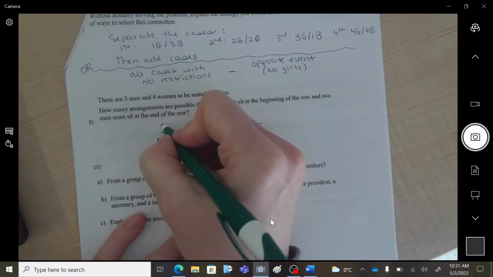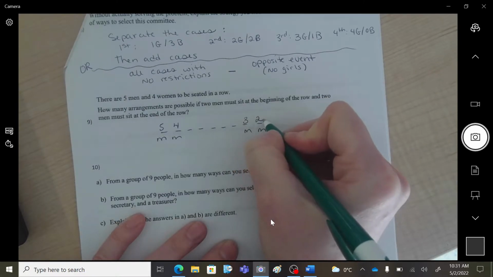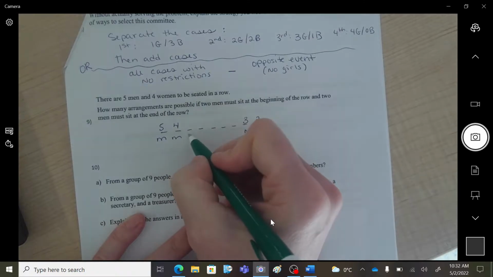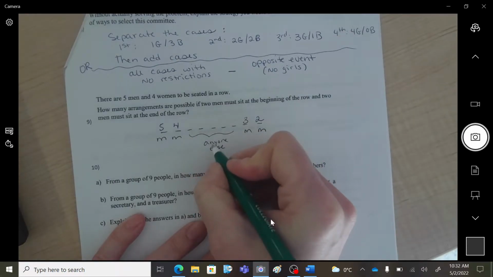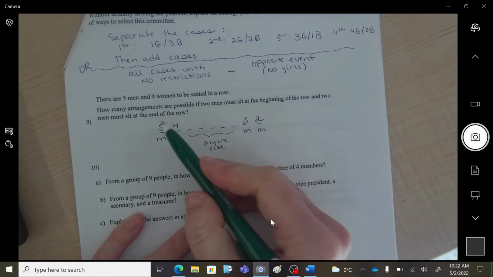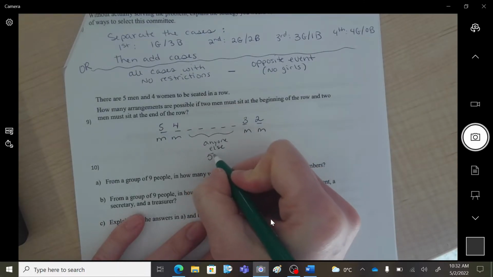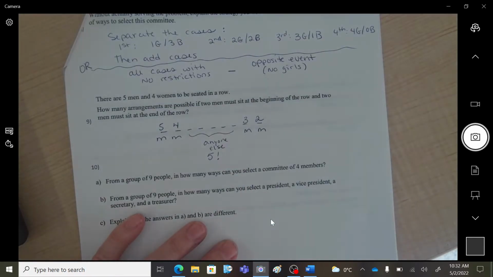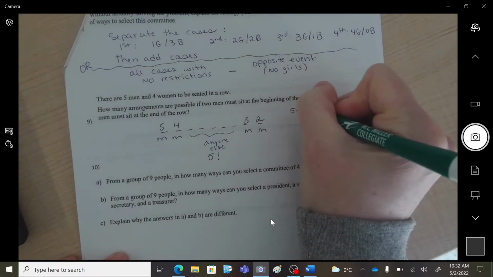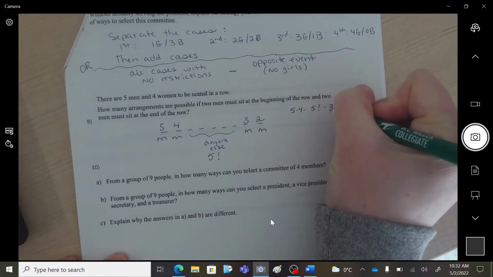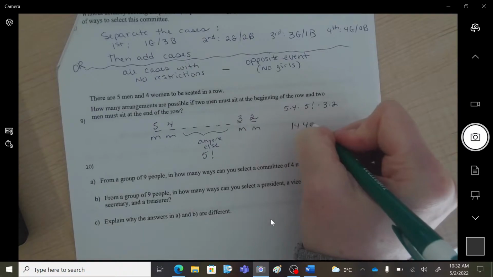So I have 5 options, and then 4, and then 3, and then 2, and then anyone else. So I have how many people left. So I've had 9 people and I've used up 4. So I have 5 people left. Okay, so if I do 5 times 4 times 5 factorial times 3 times 2, that would be the math that I'm doing. So 14,400.